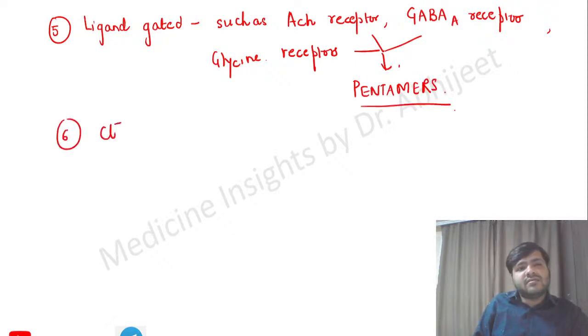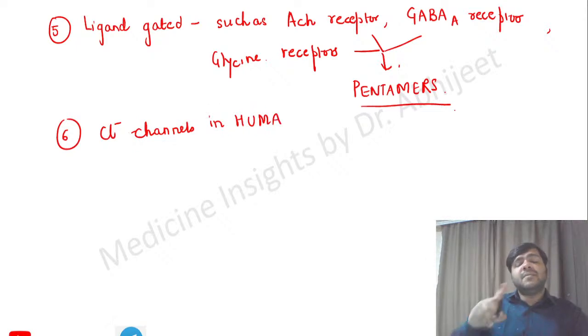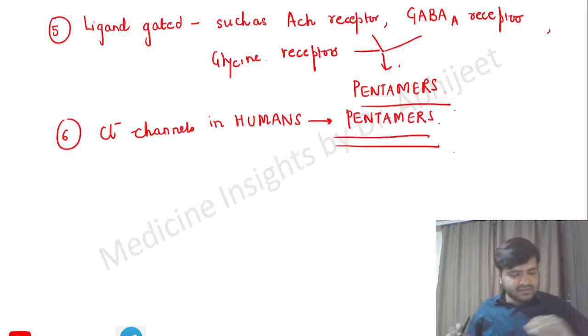The last one is chlorine channels. और क्लोरीन चैनल्स अगर हम ह्यूमंस में बात करें, उस टाइम पे मैंने आपको पिछली वाली स्लाइड में बैक्टीरिया, प्लांट्स और एनिमल्स बताया था। ह्यूमंस में क्लोरीन चैनल्स exist as pentamers.